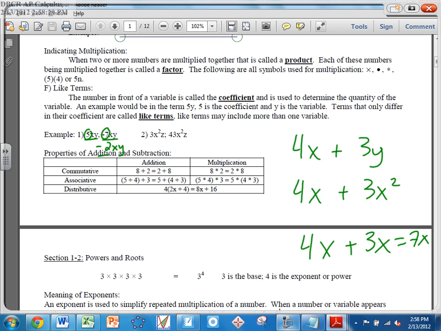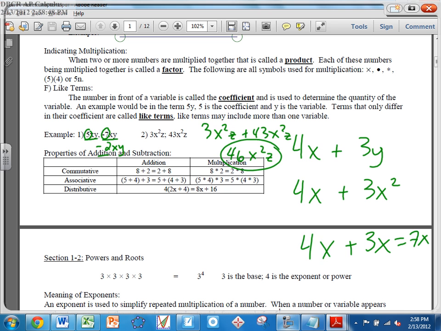Same thing here, 3 and 43. So if I had 3x squared z, let's say plus 43x squared z, I have a total of 46x squared z. Again, because they are like terms, you can combine them.